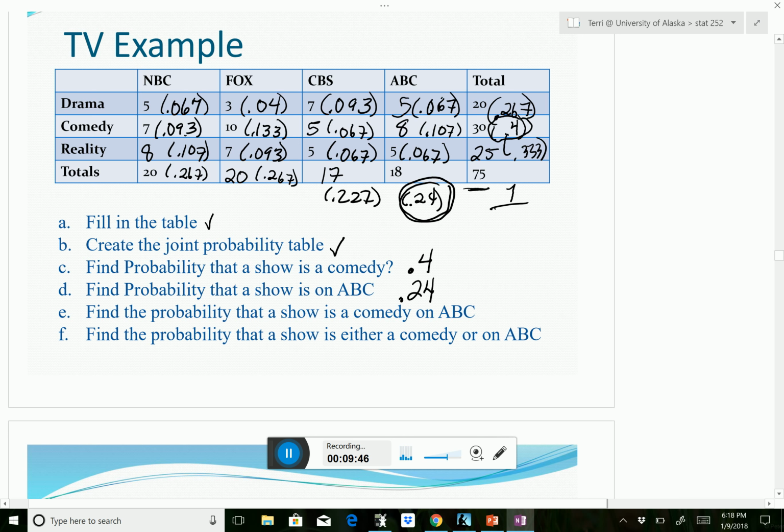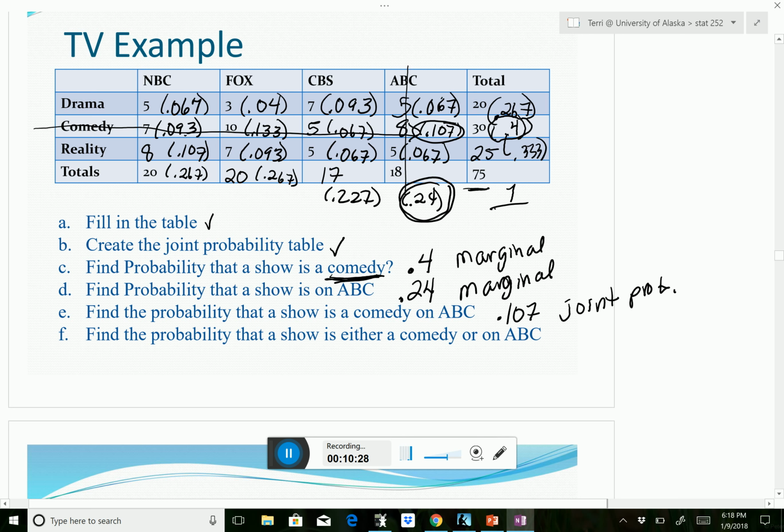Find the probability that the show is a comedy on ABC. So remember, these are marginals, because we just wanted to know if the show was a comedy, we don't care what network it's on. This was also marginal. We wanted to know the probability that the show was on ABC. We didn't care what type of show it was. So let's find the probability that a show is a comedy on ABC. Now, to do that, we go to the ABCs and the comedies, and we end up with this number, 0.107. This is the joint probability.